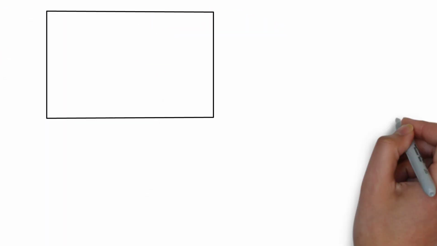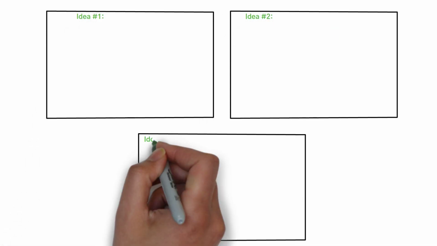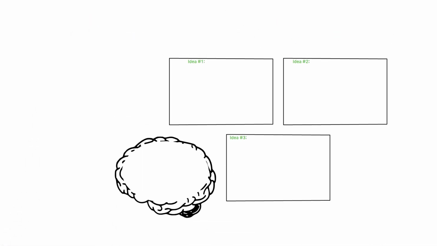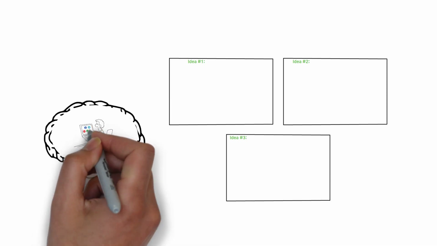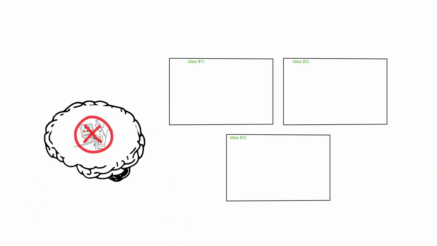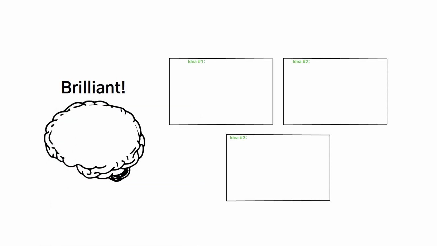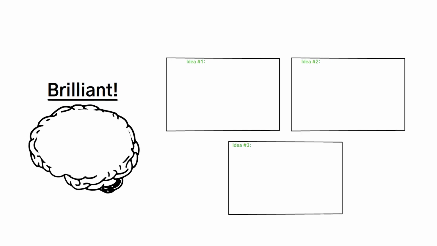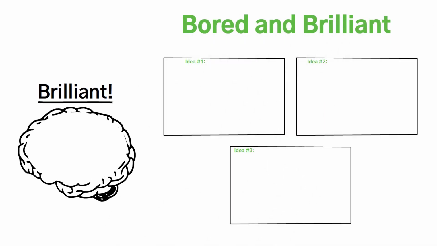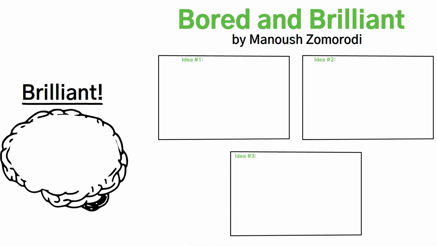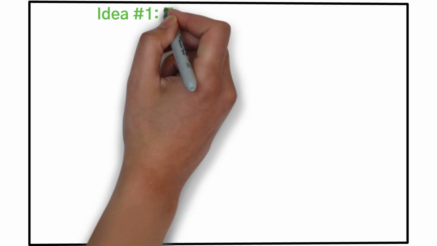Which is why today in this video, I'm going to share 3 key ideas to help you understand why it is necessary for you to train your mind to say no to constant engagement, and how to create a solitary or empty state of mind so that you can create brilliant ideas, not just average, but brilliant. These ideas come from the book Bored and Brilliant by Manoush Zomorodi. Okay, so let's dive into the first idea, the default mode network.